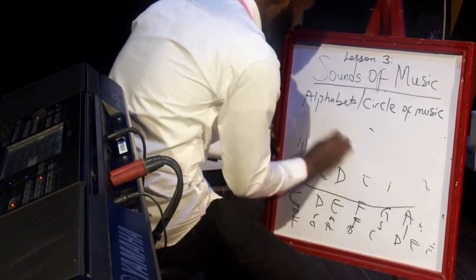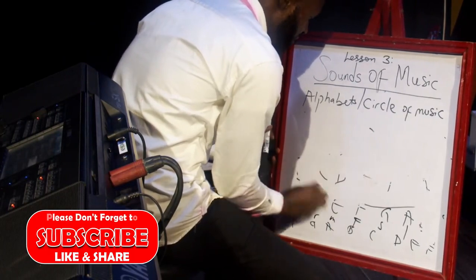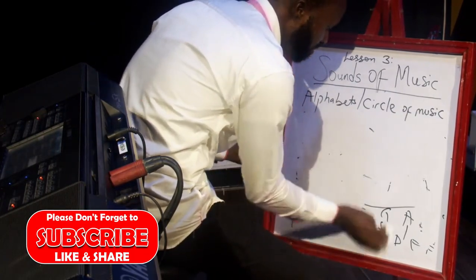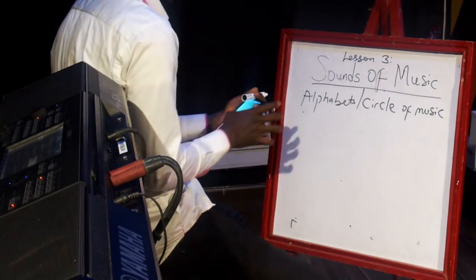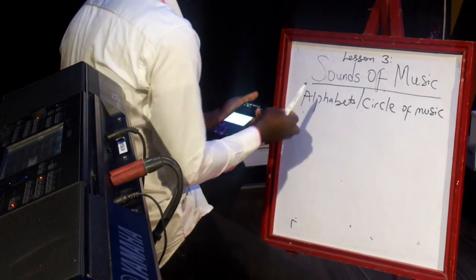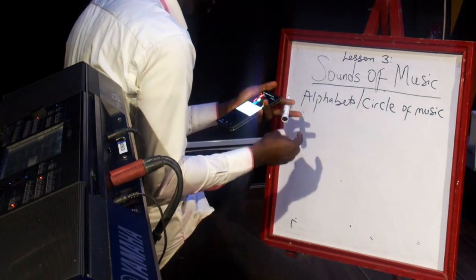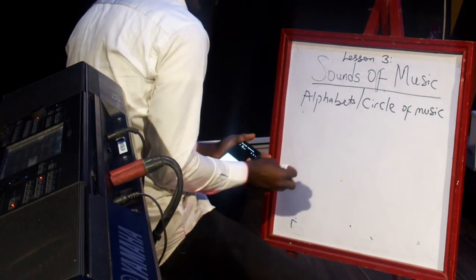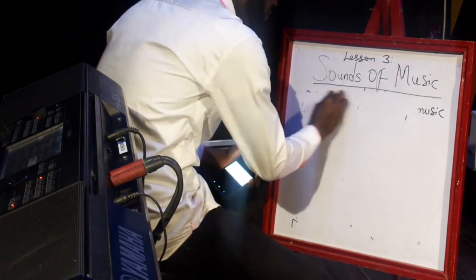So these are what we call the alphabets or circle of music. Let's look at one other major way that we can understand the sounds of music. How do we understand the sounds of music? It is by using what we call cipher notation.